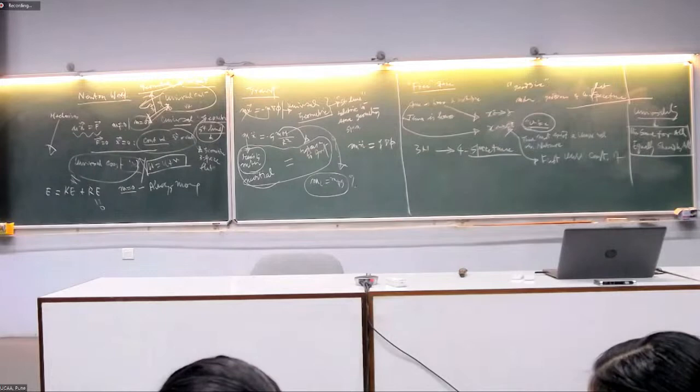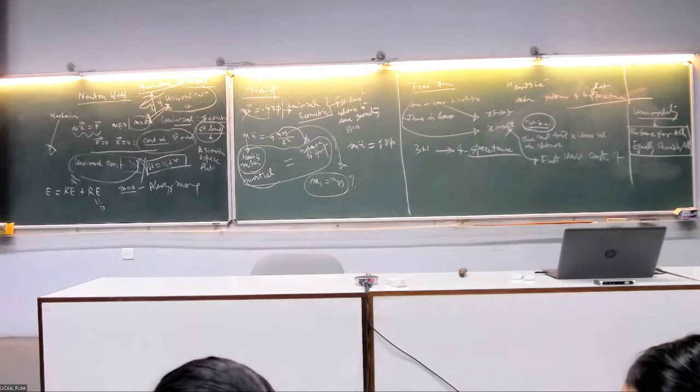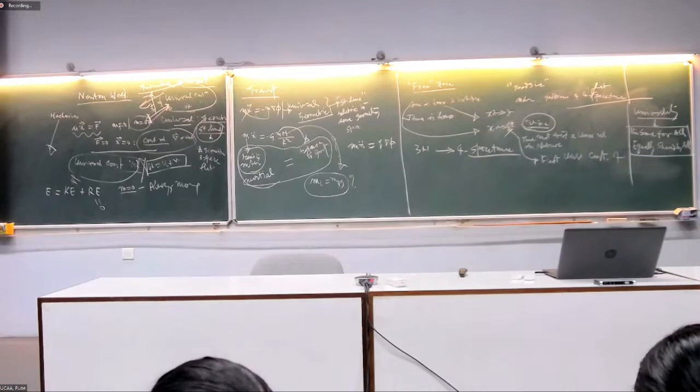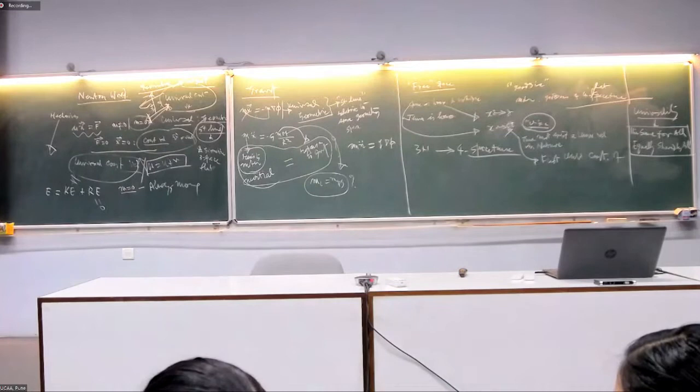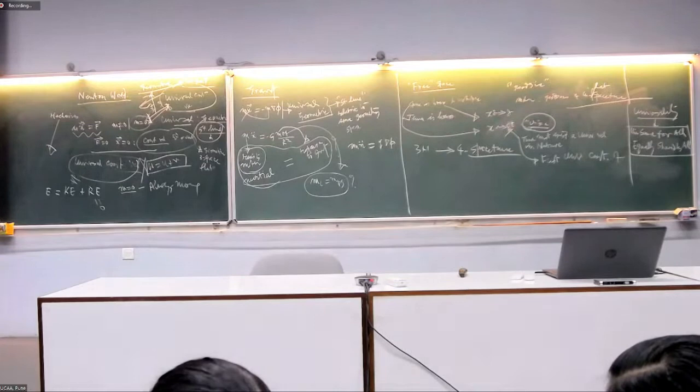So that means no two universal quantities could be independent. They must be related, and that relation must also be universal. Since space and time are both universal, they must be related, and that relation should be universal. What relates space and time is the velocity, and hence the velocity must be universal.